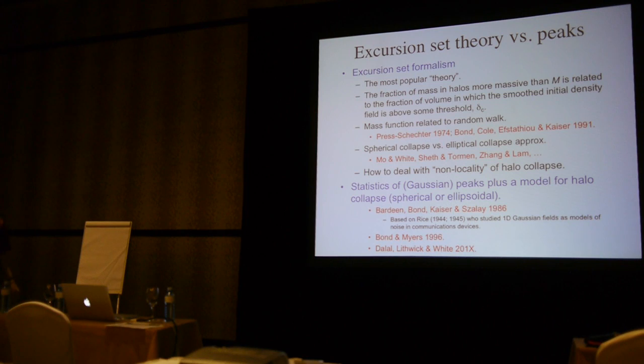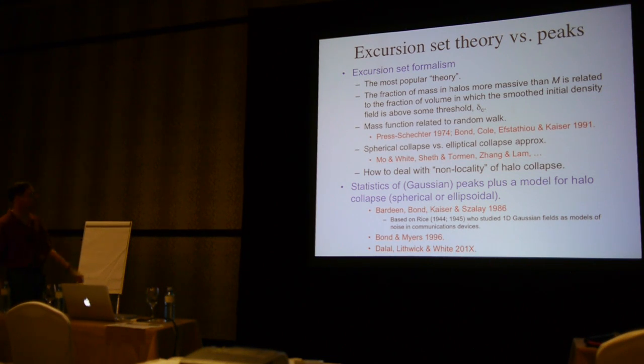The mass function becomes related to the statistics of a random walk. And this was really first codified in this paper by Bond and collaborators in 1991 that solved a number of kind of problems with the original Press-Schechter formalism. It's then been generalized to talk about different ways that you can relate the initial and final fields, spherical collapse. You can make various approximations to the elliptical collapse problem, mostly that become again fits to numerical simulations, and so you can see those in these early papers by Mo and White, Sheth and Tormen, Zhang and Lam, and so on. These people make different approximations to the problem of doing an elliptically collapsing or non-spherically collapsing halo.